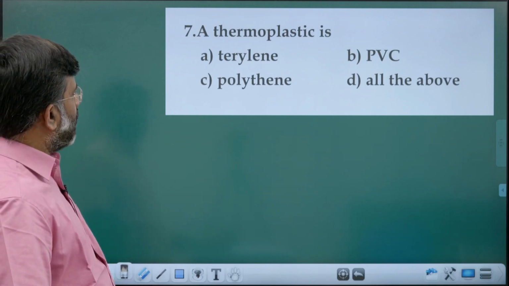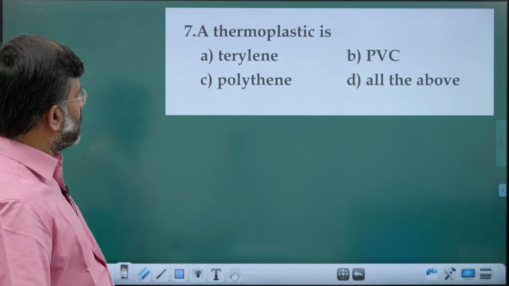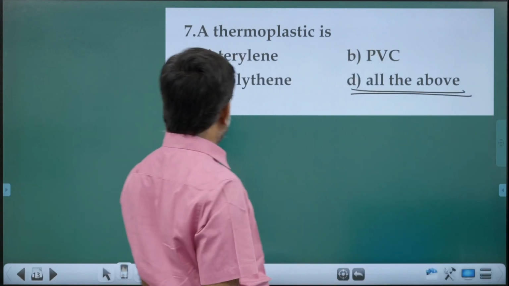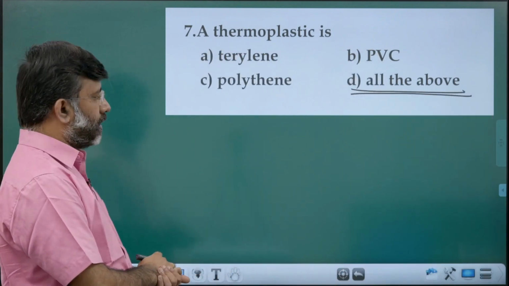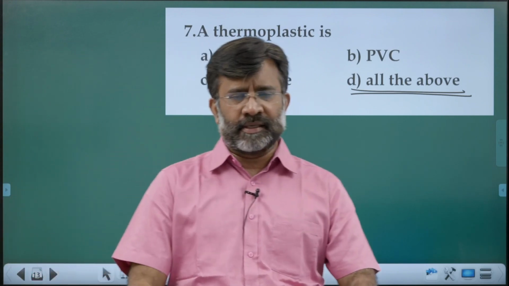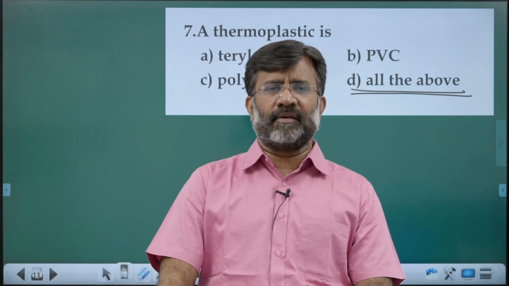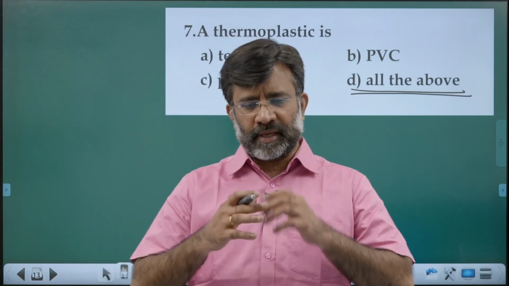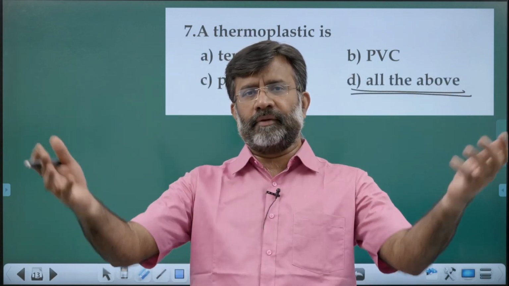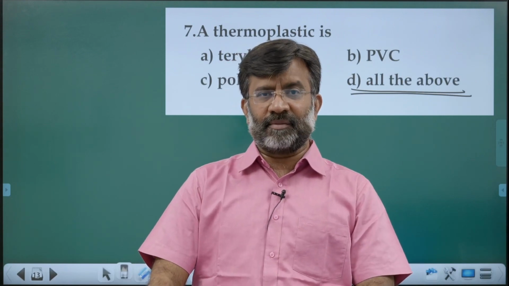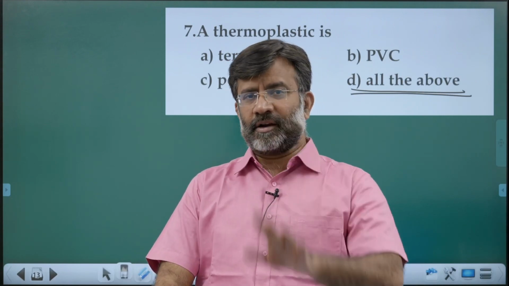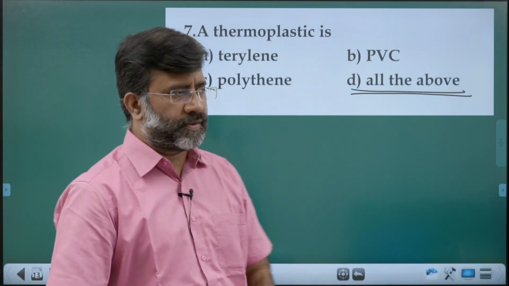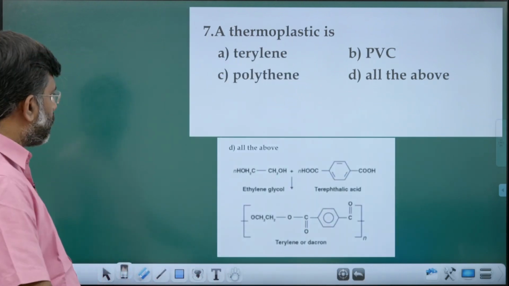A thermoplastic is... all are thermoplastics: styrene, PVC, polythene, all are thermoplastics, while bakelite, melamine, etc. will be thermosetting plastic. What is a thermoplastic? One which can be heated and remolded into a different shape. While with thermosetting plastic, you can't do it. If you try to heat it, it will make an infusible mass. Okay, next one.